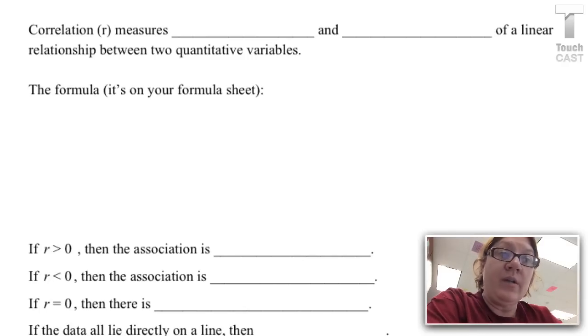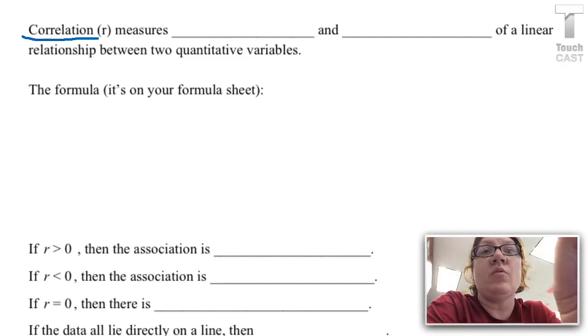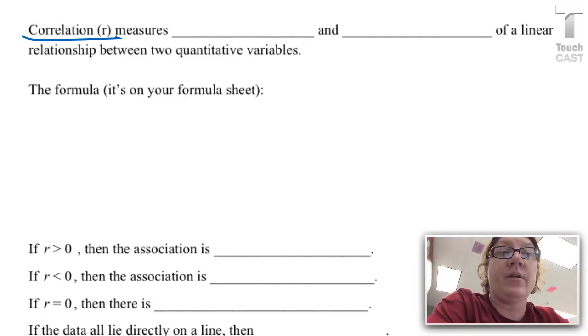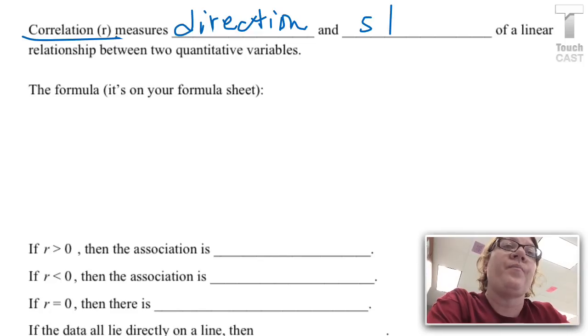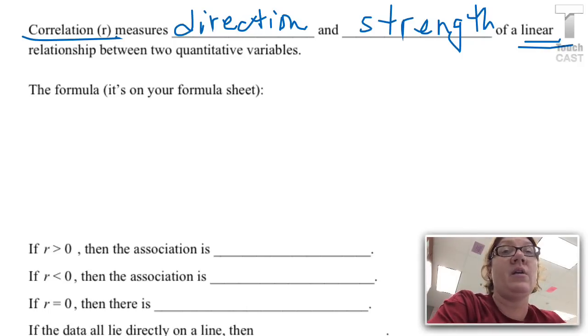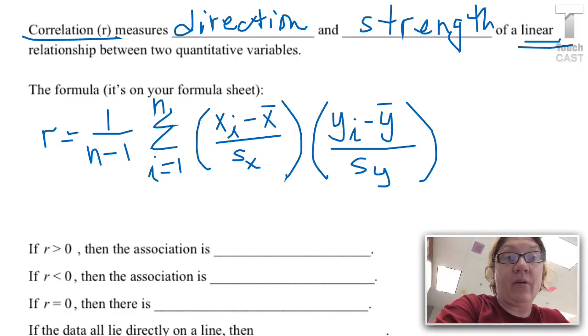So now we're going to start talking about a term known as correlation, and the symbol will be R. You'll see that all year. It measures both direction and strength of your data to a linear model. Very important that you remember it measures the direction and strength for a linear relationship between two quantitative variables. And the formula is kind of scary looking, right?